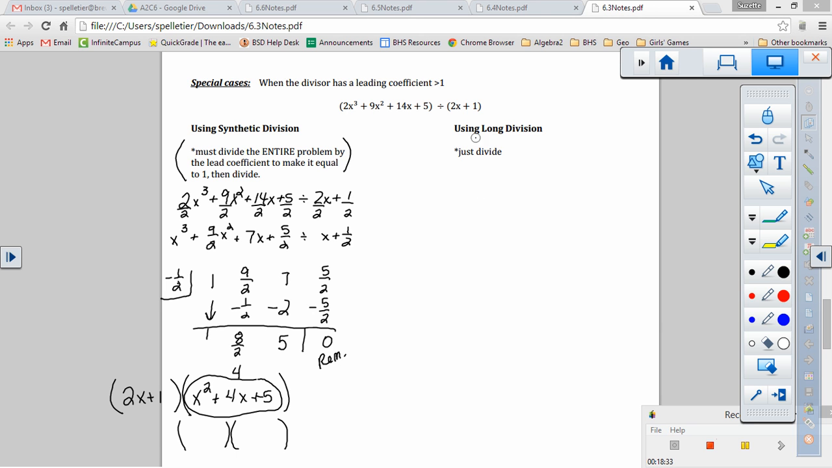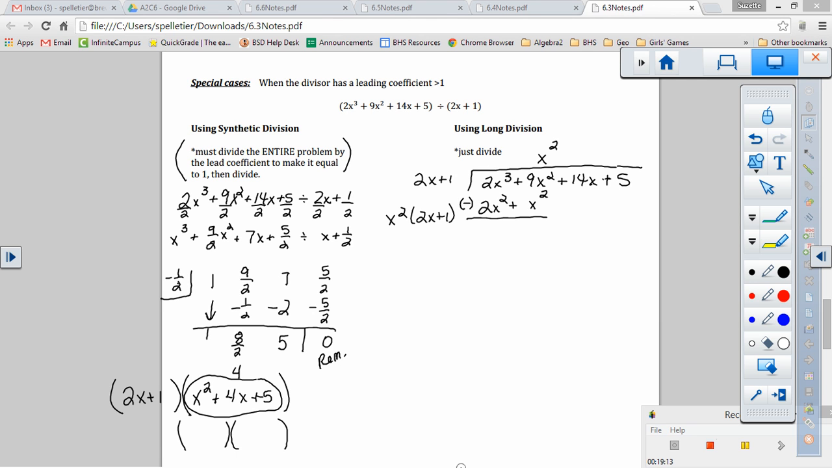Here's using long division when you have a problem like this. So you do your 2x plus 1, and then you do your 2x to the third plus 9x squared plus 14x plus 5. Okay? So for those of you who really dislike fractions, what do you multiply 2x to get 2x to the third? I already have the 2. I already have 1x, so I just need an x squared. Right? And that gives me my first term.